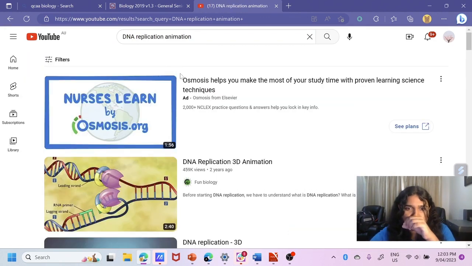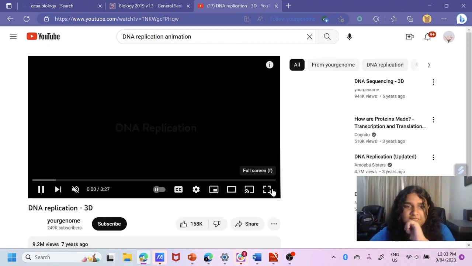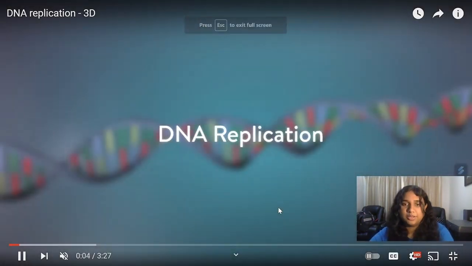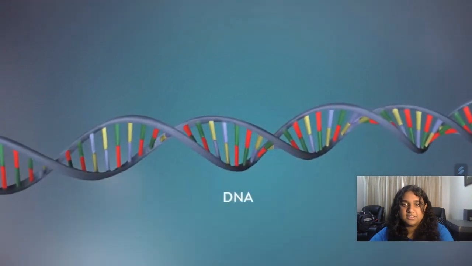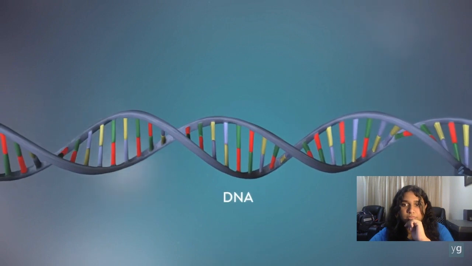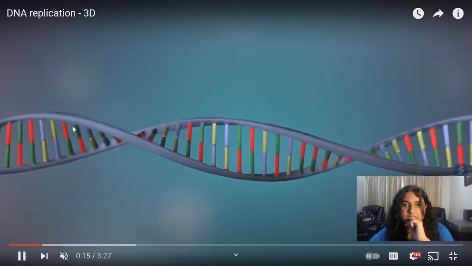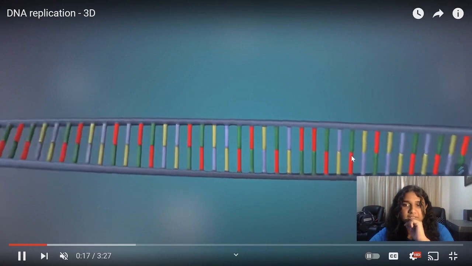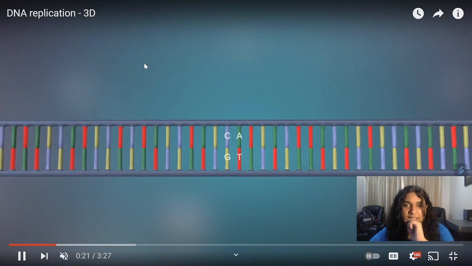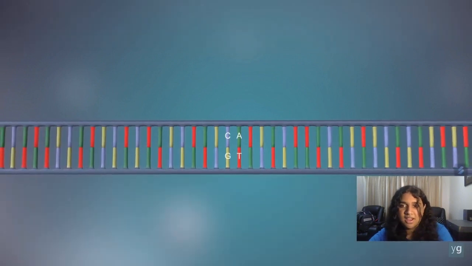That will hopefully make a bit more sense as well. Here we go. I think it's the same people making these videos, but DNA replication starts to unwind the double helix, and then helicase will start to come in and unwrap the strand.